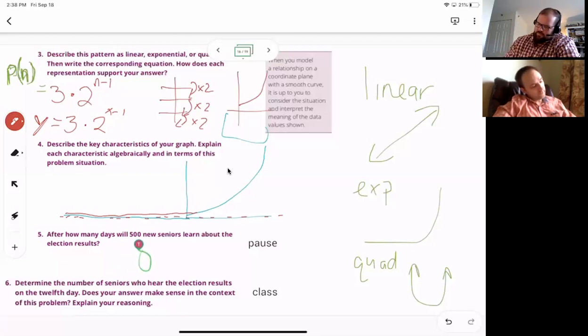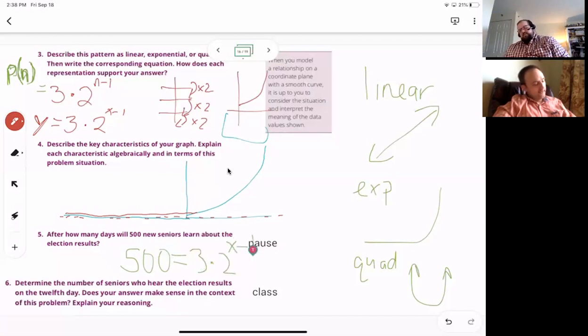500 equals 3 times 2 to the x minus 1. Now we don't know how to solve that equation algebraically. So what do I do? While you do that, like a table. I'm going to consider this in a different way.